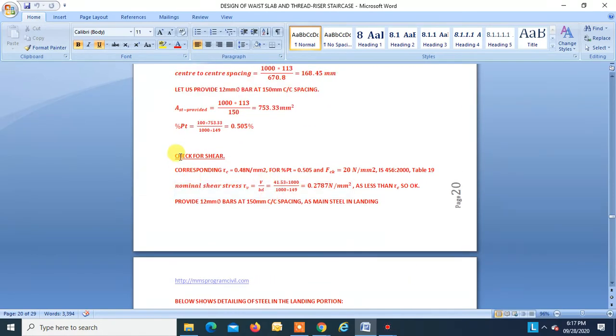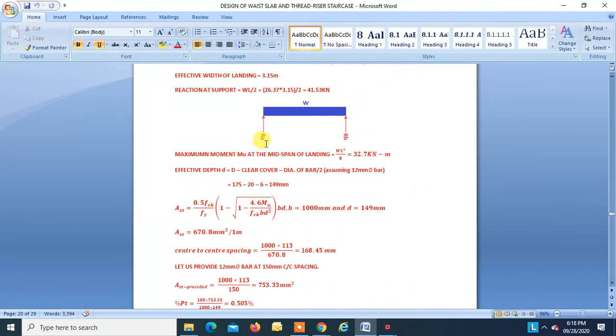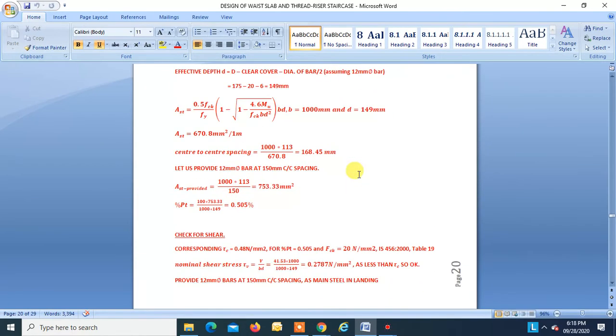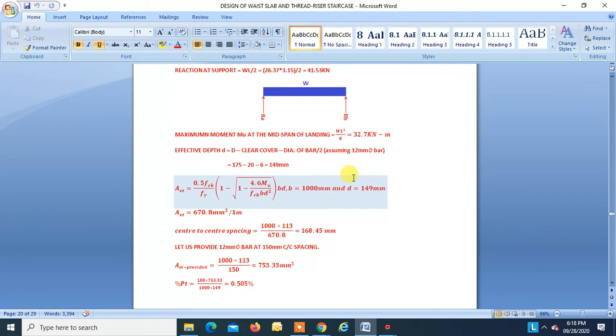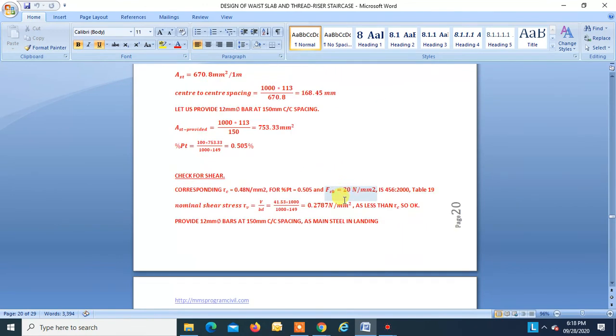Okay. Now check for shear for landing. Corresponding tau c is found to be 0.48 when PT is 0.505 and FCK is 20, from Table 19, IS 456 2000. Nominal shear stress is V divided by bd. V is your RA, which we found. RA is to be taken as 32.7, right?